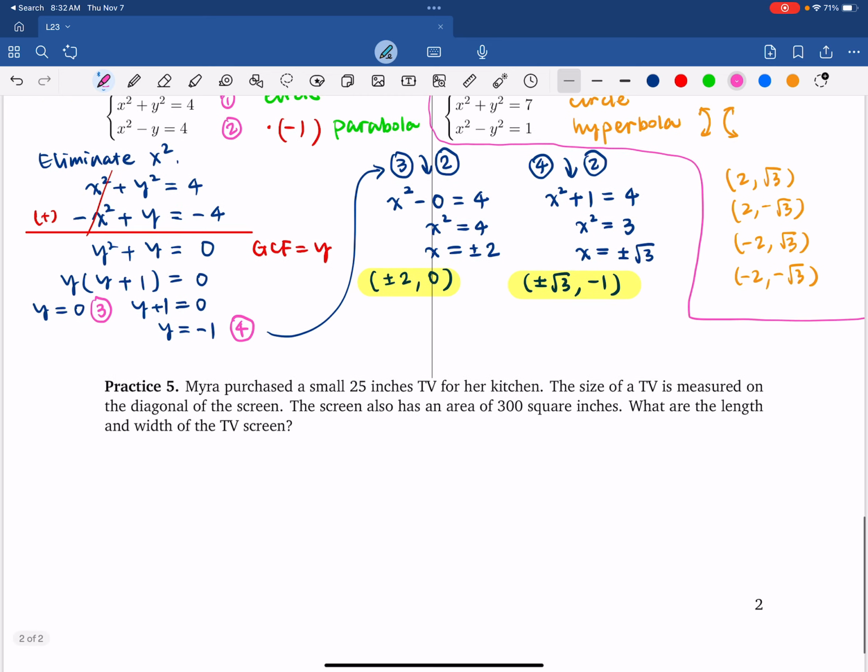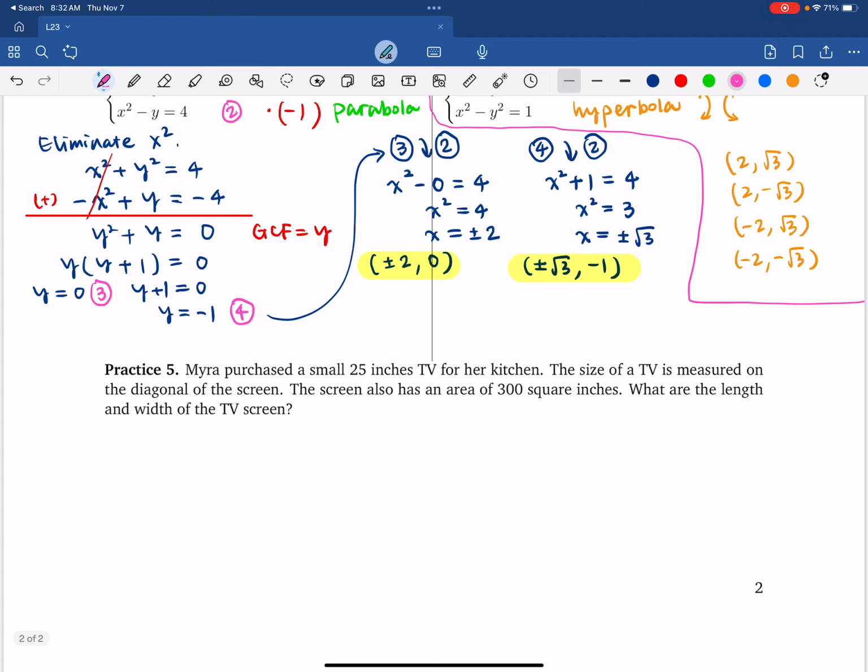Okay, practice 5. Mira purchased a small 25-inch TV for her kitchen. The size of a TV is measured on the diagonal of the screen. The screen also has an area of 300 square inches. What are the length and width of the TV screen?